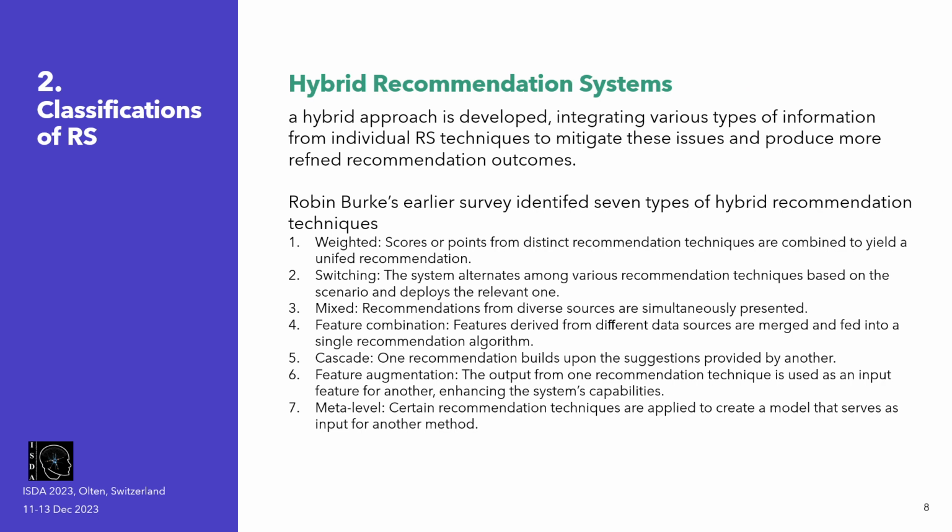The next is the hybrid recommendation. A hybrid approach is developed by integrating various types of information from individual recommendation system techniques to mitigate the issues and produce a more refined consensus outcome. There are seven types of hybrid recommendation techniques that focus on weighted, switching, mixed, feature combinations, cascade, feature augmentation, and meta-level.